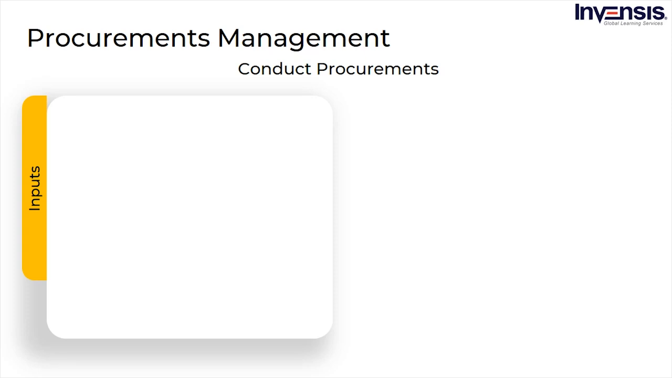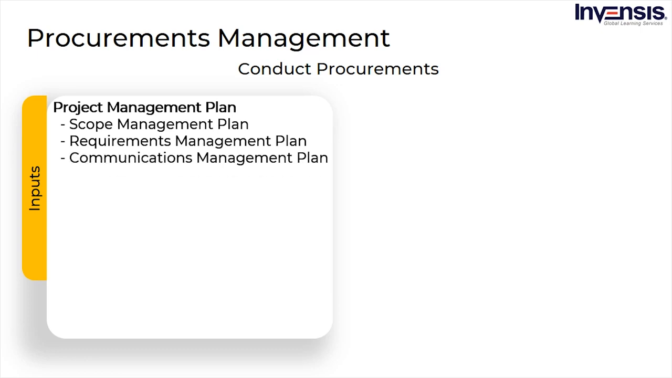The next knowledge area is procurement management, and the process is conduct procurements. Coming to the inputs, we have a project management plan that includes a scope management plan, requirements management plan, communications management plan, risk management plan, procurement management plan, configuration management plan, and cost baseline.